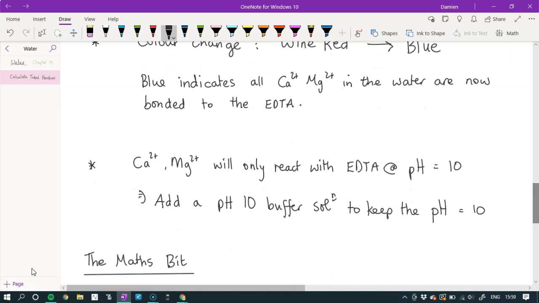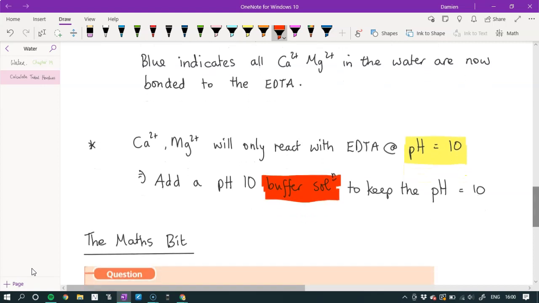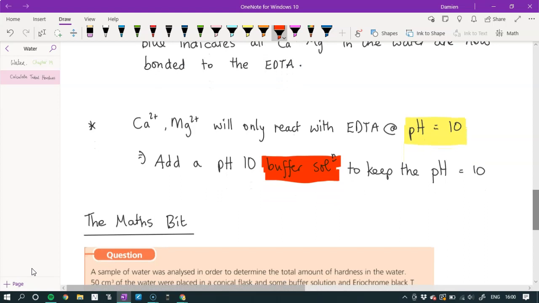The calcium and magnesium will only react with EDTA at a pH of 10. So this is important. This reaction will only happen at a pH of 10. Now water, depending on what you've got, has a pH of about 7 or 8. So we need to adjust the pH and make sure that the pH stays around 10. To do that, we add a buffer solution. So our buffer solution, which is here, will keep the pH at around 10. Some of you may have used this in biology or ag science.